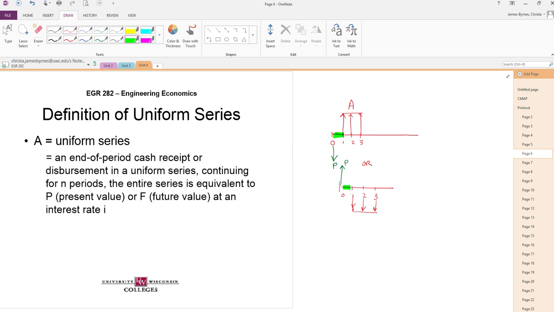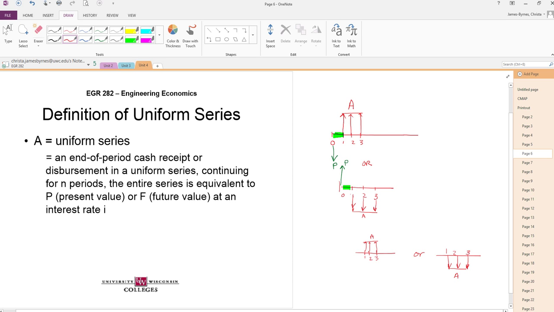If we look at the future series, so we'll do 1, 2, 3. Again, we'll go up. 1, 2, 3. Draw a line to denote uniform series. Or we'll draw them down. 1, 2, 3. Uniform series. That's an A. That's an A. That's an A. A means uniform series. It doesn't mean annual series. It means uniform series. Okay?